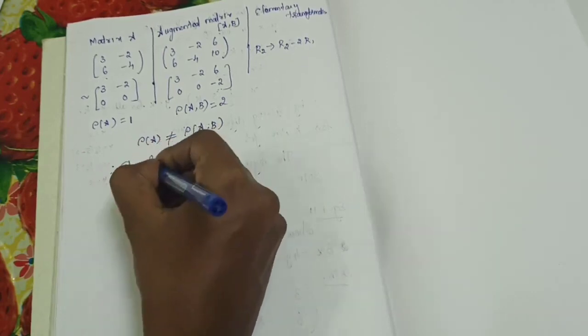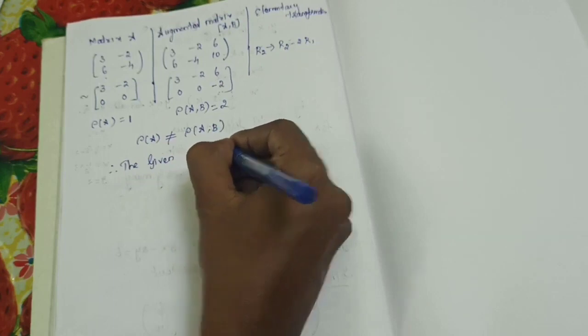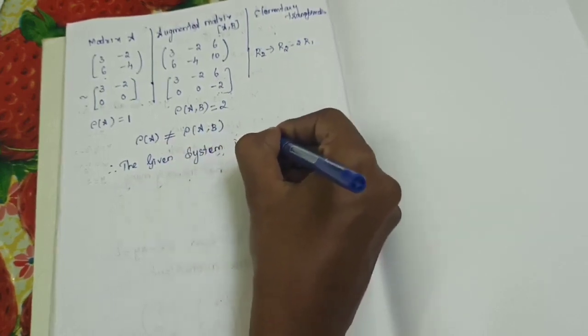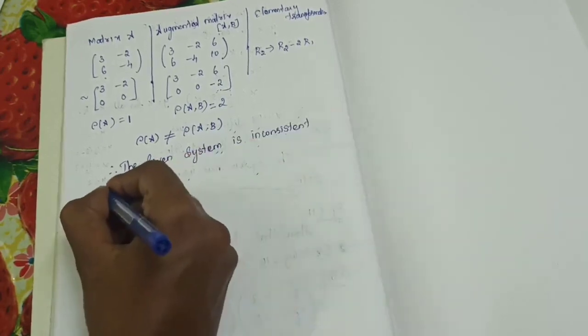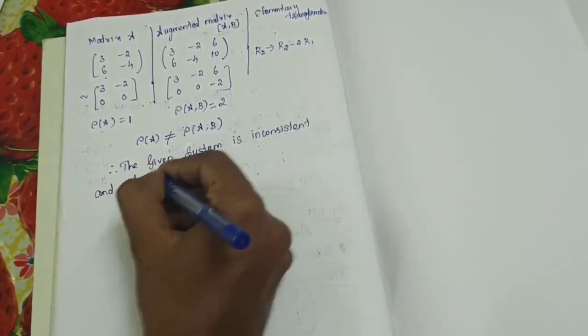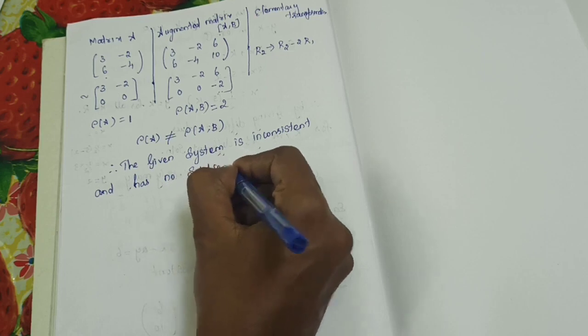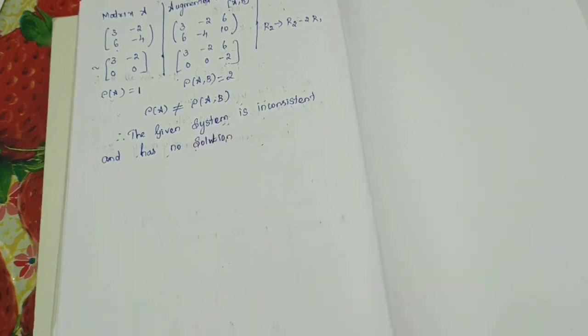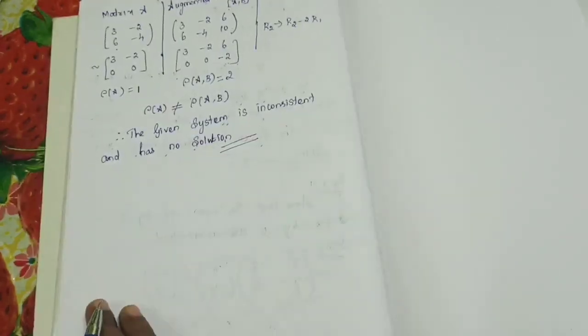So rank of A is not equal to rank of A comma B. Therefore, the given system is inconsistent and has no solution. Understand? The system is inconsistent and has no solution. That's all. Understand all of you? I hope you got it. Okay?